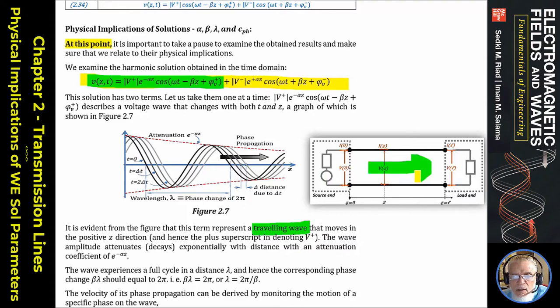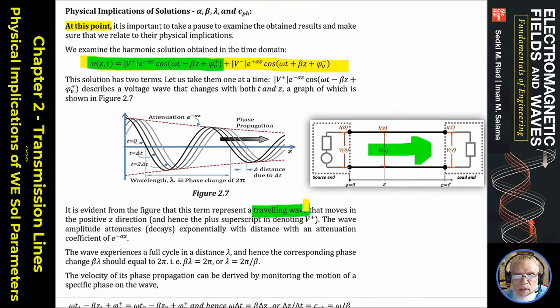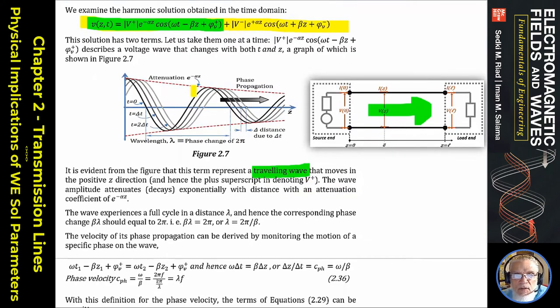And that's actually why, you recall we had these names, V plus and V minus, and we never told you why. Well, here's the first time you are seeing the reason for that. That V plus right here is an indication of a traveling wave traveling in the plus z direction, or the positive z direction, from the source to the load direction. All right. Now, this wave, as it travels, it decays. It's going at a certain attenuation right here, e to the minus alpha z, the amplitude is decaying, all right?